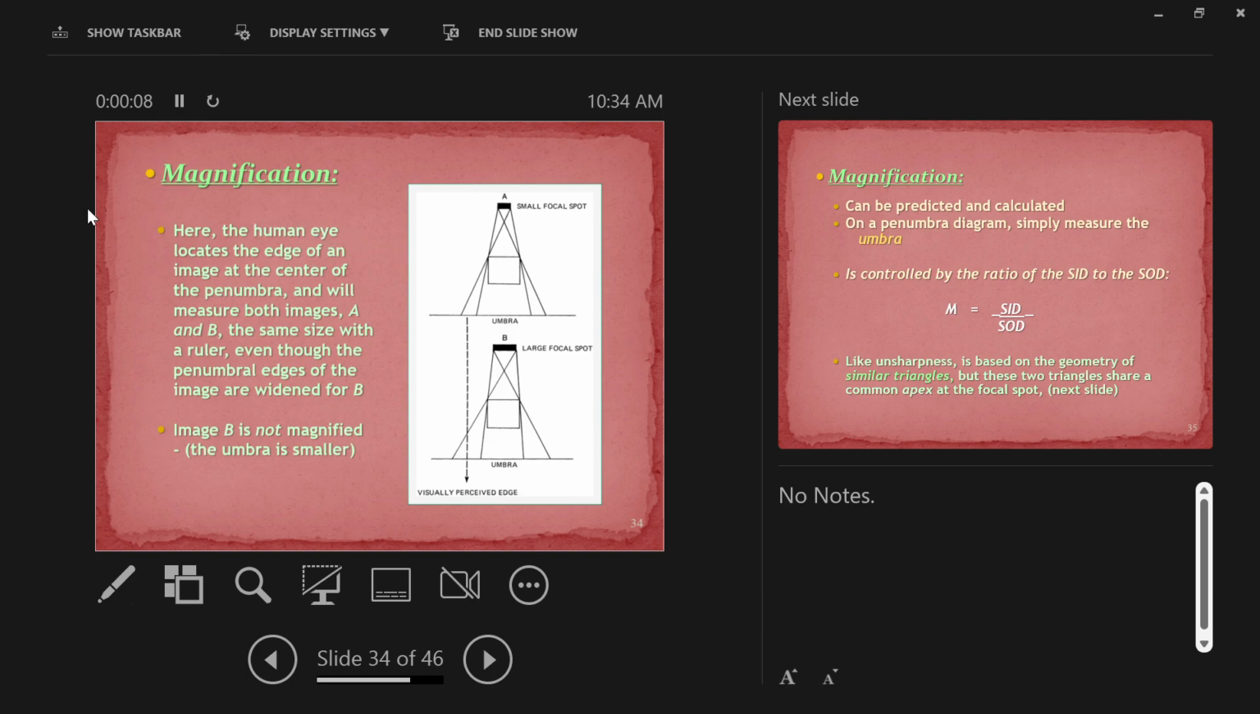All right. Now we're cooking with bacon grease. Here we go. Okay, so magnification.